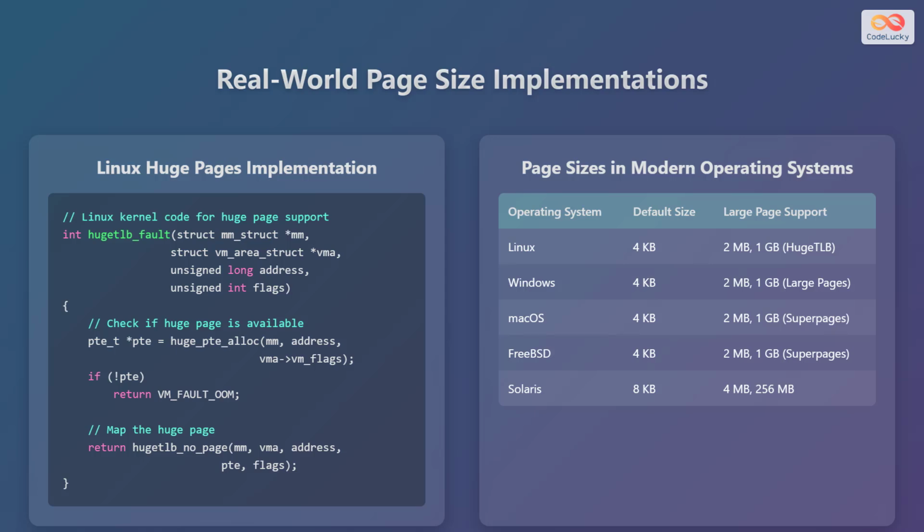For Windows, the default size is 4 kilobytes with large page support for 2 megabytes and 1 gigabyte, called large pages. For macOS, the default size is 4 kilobytes with large page support for 2 megabytes and 1 gigabyte, called super pages. For FreeBSD, the default size is 4 kilobytes with large page support for 2 megabytes and 1 gigabyte, called super pages. Lastly, for Solaris, the default size is 8 kilobytes with support for 4 megabytes and 256 megabytes.